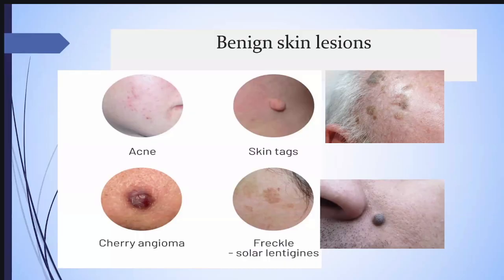So the small benign lesions: your acne is a benign lesion, your pimples, your skin tags that you have in your neck, the red spots that elderly people have, that is the cherry angioma. Then these sun things like freckles, lentigines, old people having seborrheic keratosis, the nevus mole. These are all benign lesions, which are harmless. You need not worry about them. These are not going to turn into anything disastrous.